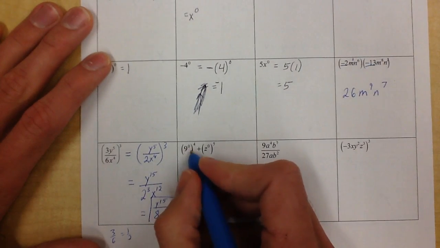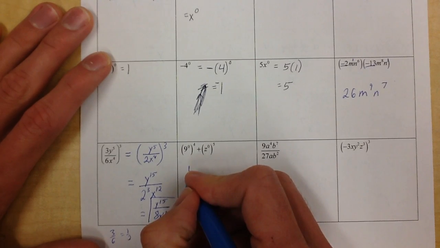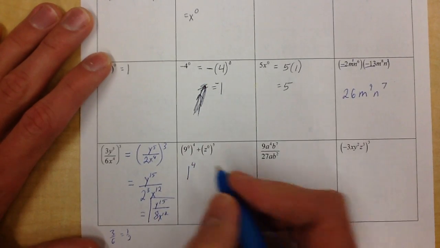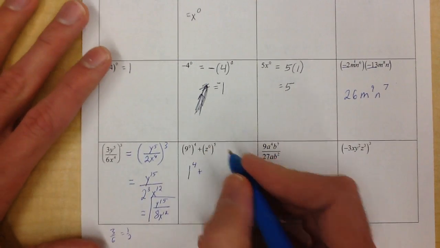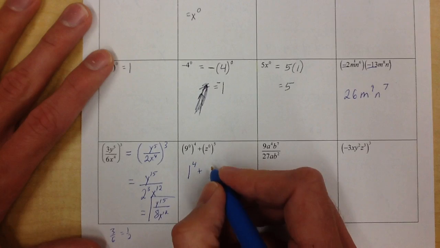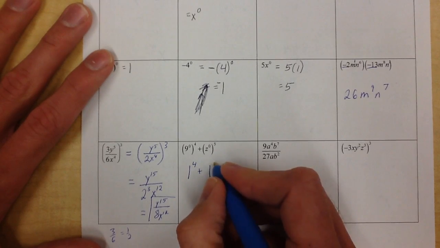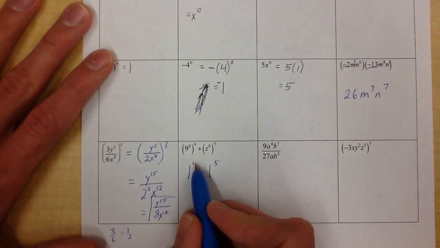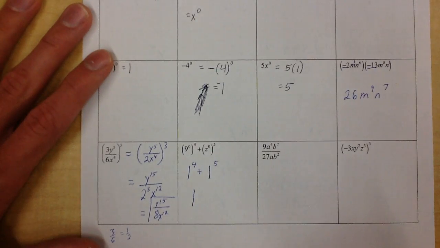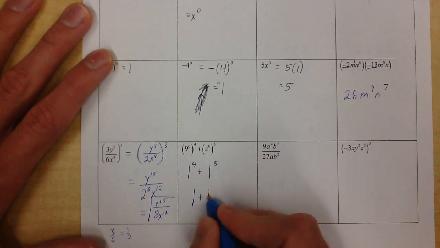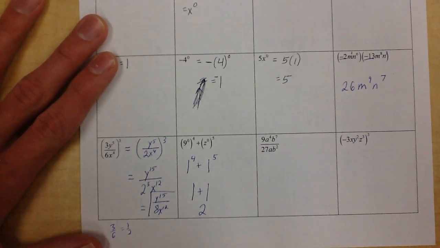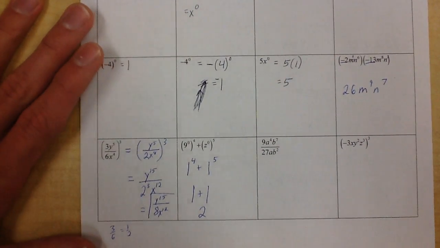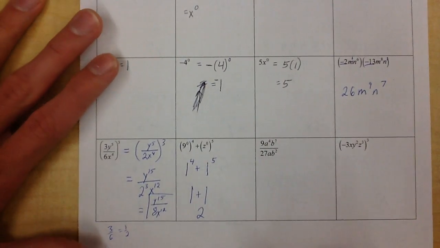9 to the 0 power. 9 to the 0 power is 1. That's to the 4th power. Plus z to the 0 power, we're assuming z is not 0. Z to the 0 power is 1, and that's to the 5th power. 1 to the 4th power is 1. 1 to the 5th power is 1. 1 plus 1, I'm pretty sure that's 2. It gets easy at the end, but it's confusing at the beginning if you're not careful.